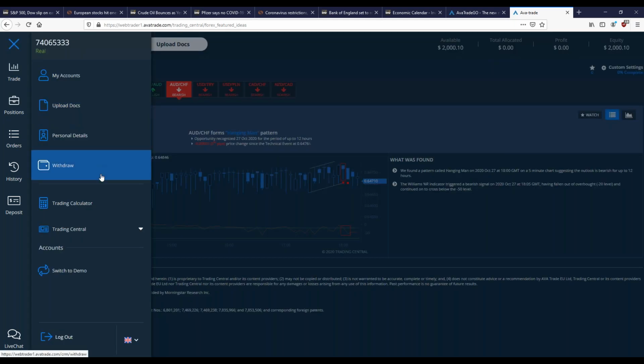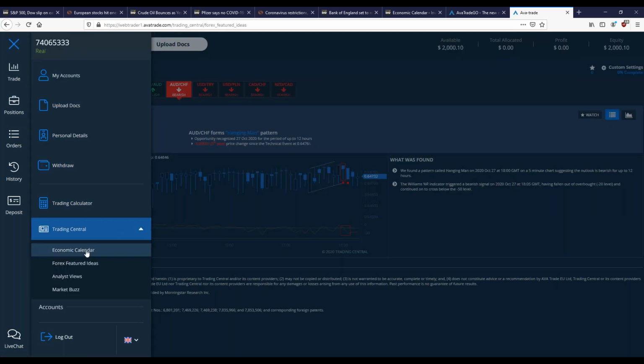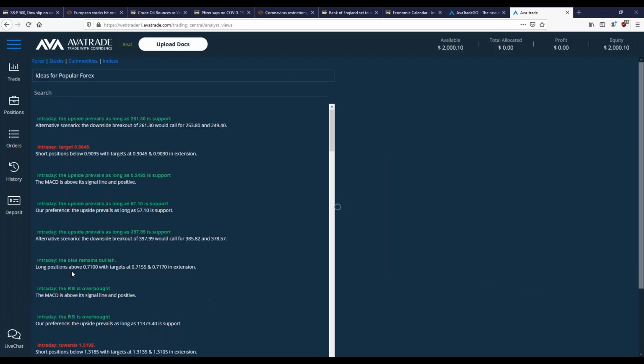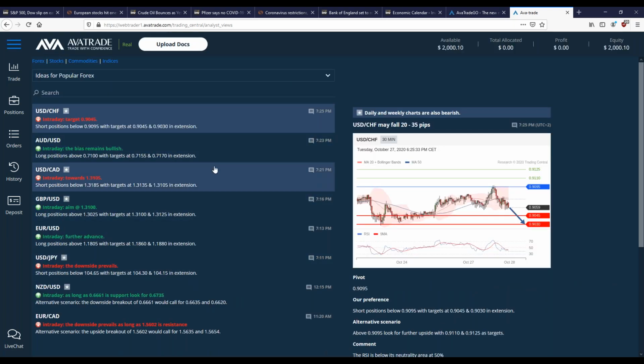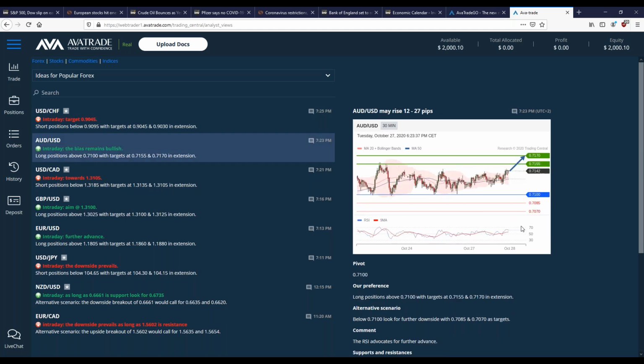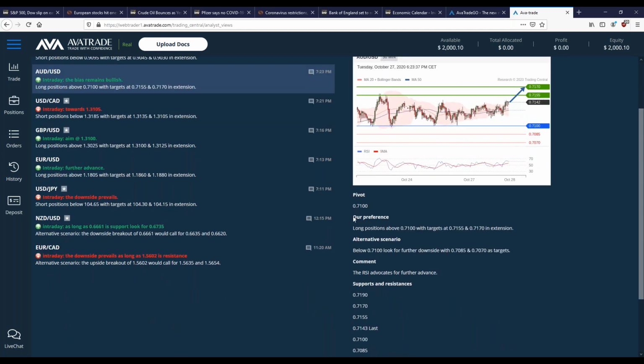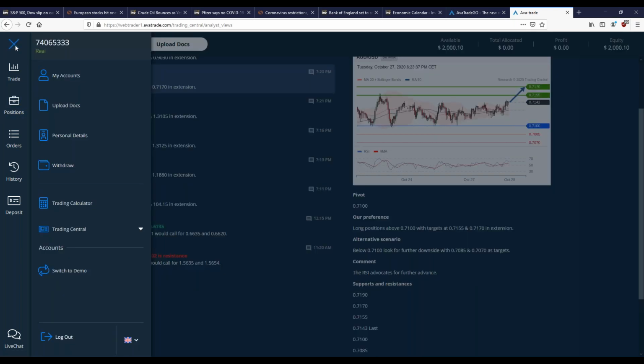Again, this is free on all live accounts. Many of you may not have seen this before. Analyst views. You can get the view of analysts, what's happening. Click on the asset you're interested in. It gives you a breakdown of the chart, what the preferences from the analysts are, alternative scenarios, etc. Entry points, exit points. It's like your own signal service for free.